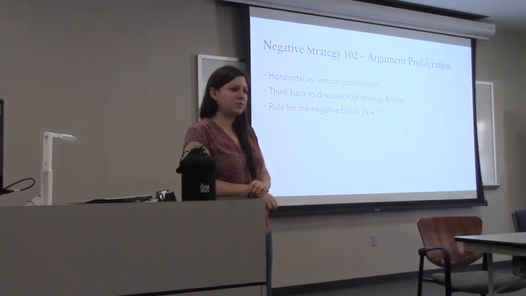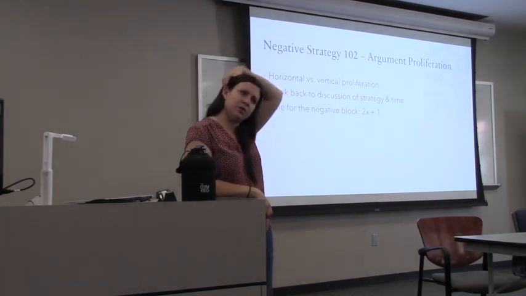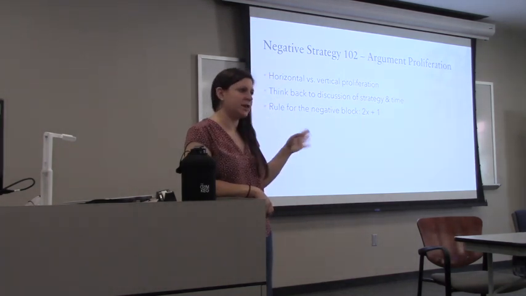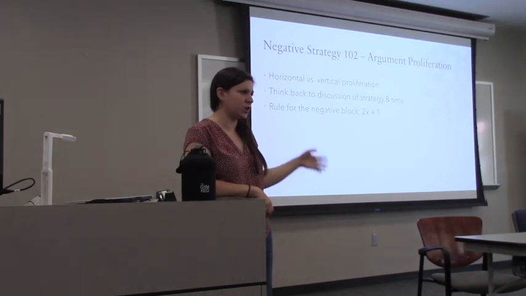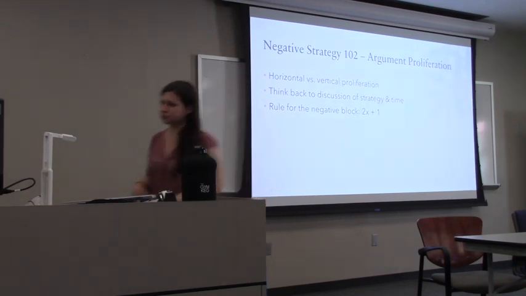So 2 times the number of arguments that the 2AC has made plus 1 is the formula for how many arguments you want in the block on each 2AC argument. Does everyone see how that structure enables you to proliferate vertically and make it harder for the AFF? Cool.